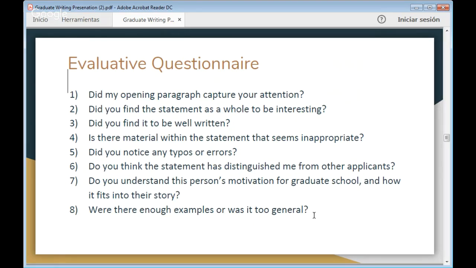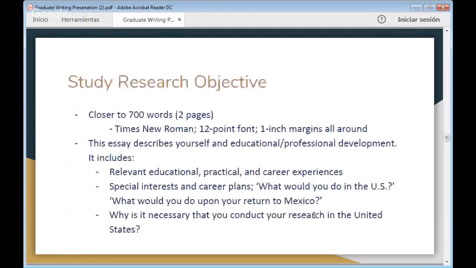Okay, so that was for the personal statement. This is going into the second essay that is commonly, some schools will only require one essay, but this is generally for a research project. You'll have a study research objective. So this one is a little bit different. It's a little bit longer. It's closer to 700 words, which is about 2 pages. The stylistic guidelines are generally going to be the same.